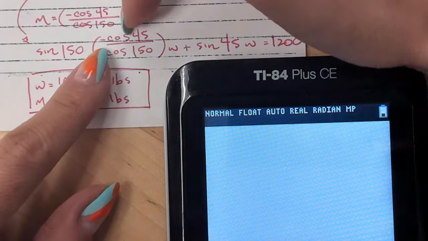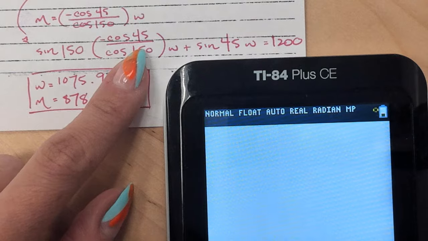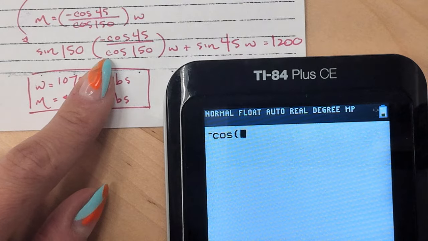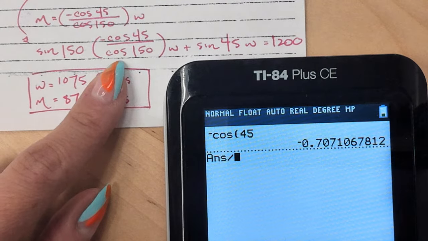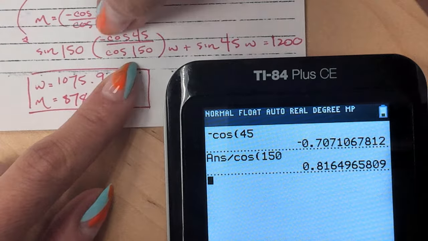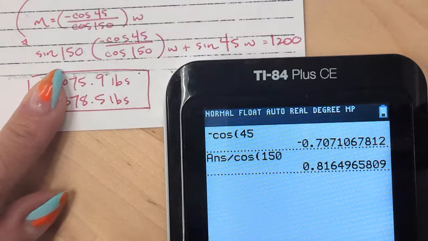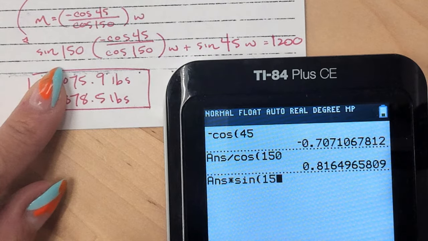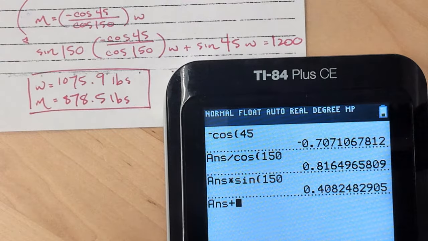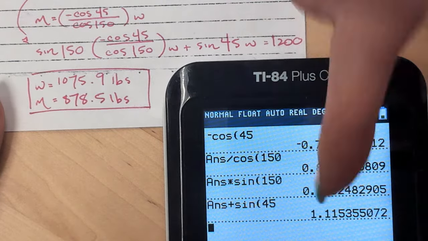So I'm going to start in here. A negative, not a minus, but a negative. Oh, this is 45 degrees. Be careful. So my mode is going to be degrees. There we go. Negative cosine of 45 divided by cosine of 150. And then that's this number. And then I'm going to multiply that with sine of 150, and then add sine of 45. And then I'm going to do 1200 divided by that number.